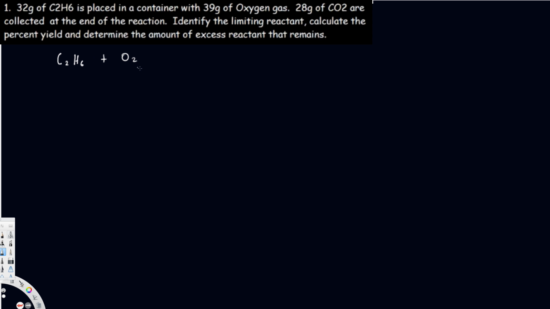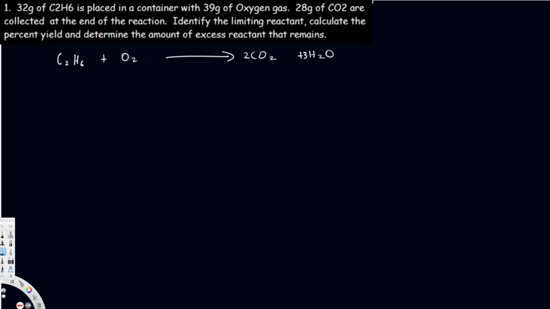C2H6 plus O2. That's going to produce CO2 and H2O, right? In this combustion reaction, we always balance the carbon first. Here we have two carbons, so we put 2 in front of this, and then we balance the hydrogen. Here we have 6 hydrogen, and this is going to be 3 hydrogen, so this is going to be 6. Now finally oxygen: here we have 4 and 3, so 7.